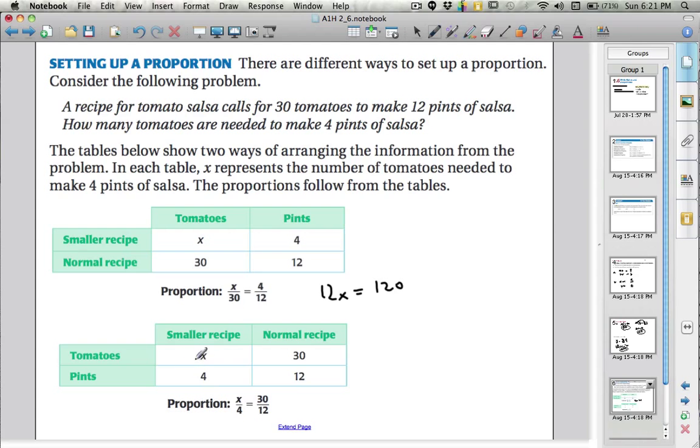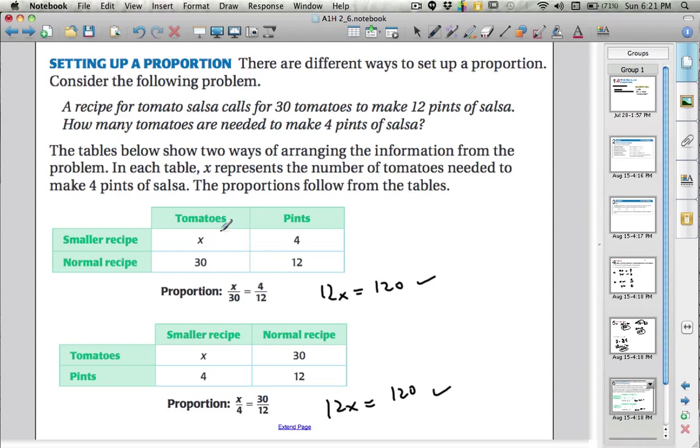When I arrange this the other way, now we're organized by the recipe. So now I'm taking the items in the smaller recipe and relating tomatoes to pints, and items in the normal recipe relating tomatoes to pints. And you can see tomatoes are always in the numerator here, pints are in the denominator. And when I cross multiply to get the cross product, I get 12x is equal to 4 times 30, so it's 120. And you see the results are the same.